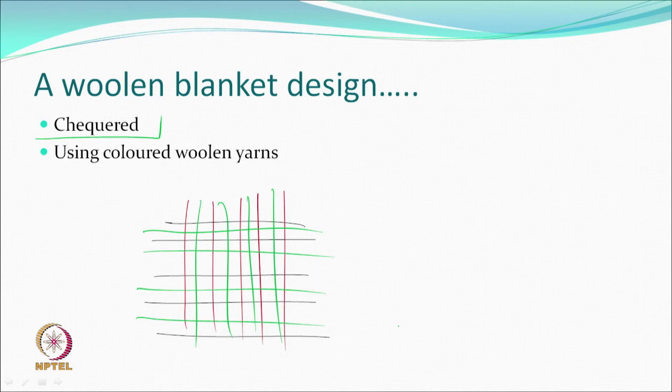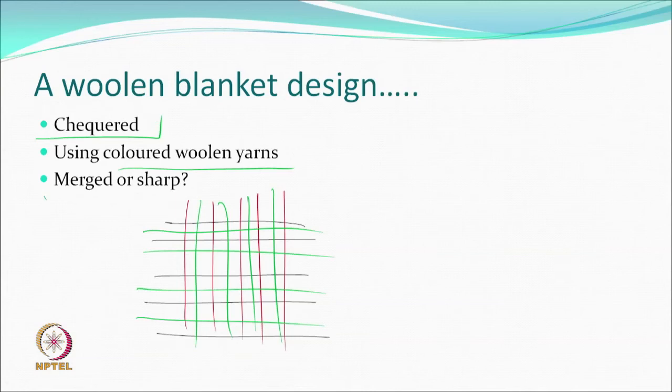All right, and this fabric, which has used colored woolen yarns, now can be milled. So this design will go through this, and you will see at the end. What do you see? This so-called design, is it merged? The green is merged into the red and the black and so on. Do you see that? Or is it a very sharp line like a printed garment, where you see the checks very clearly in a blanket? You don't see that, because the fibers started moving during this milling process.